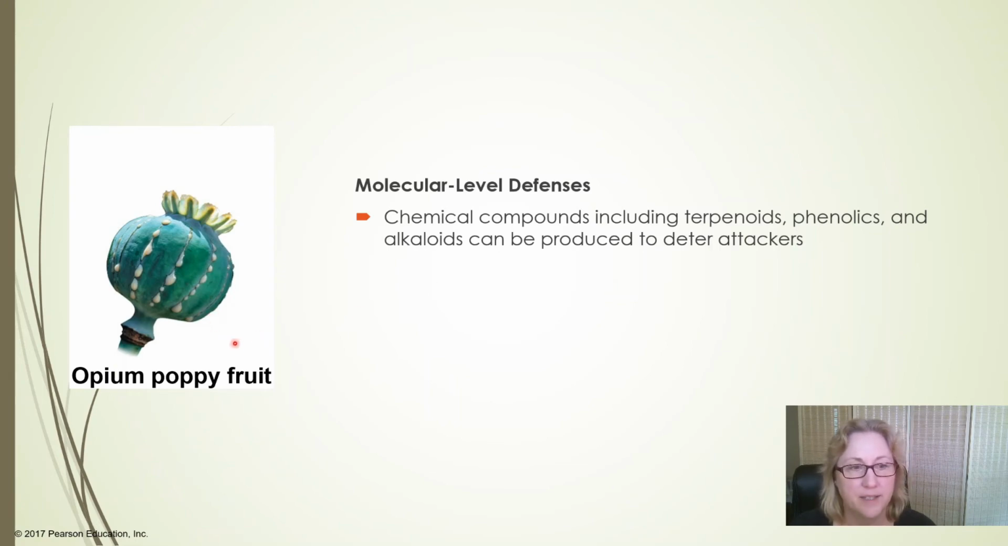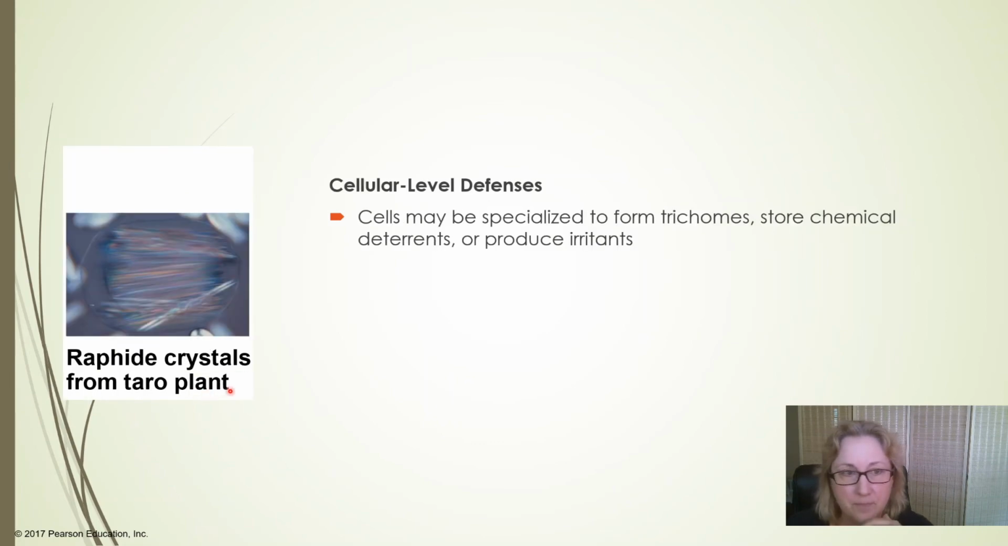And in fact, the same thing is true of the opium poppy. It produces its toxic product, which we actually use as a painkiller. It produces that as a deterrent to those who would want to eat the seed pods.